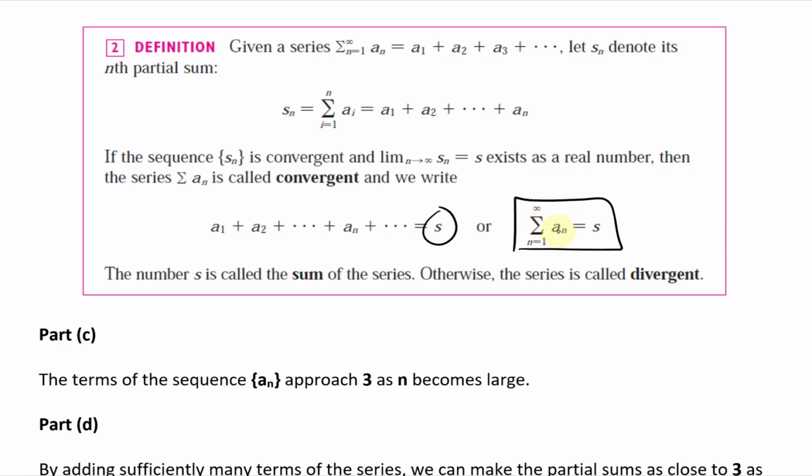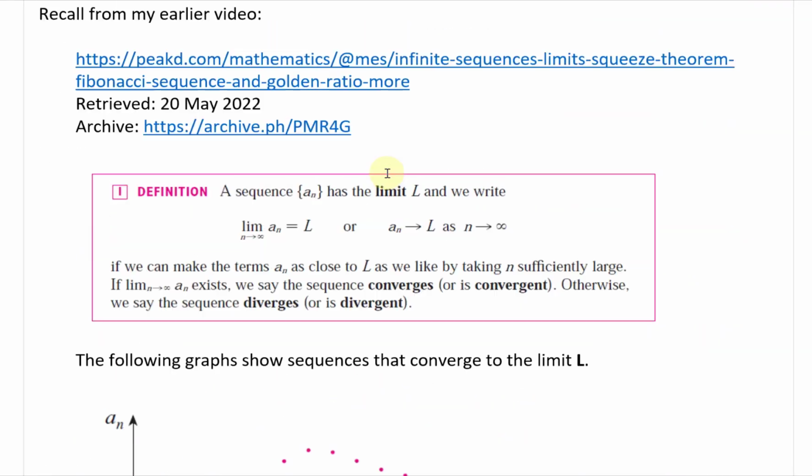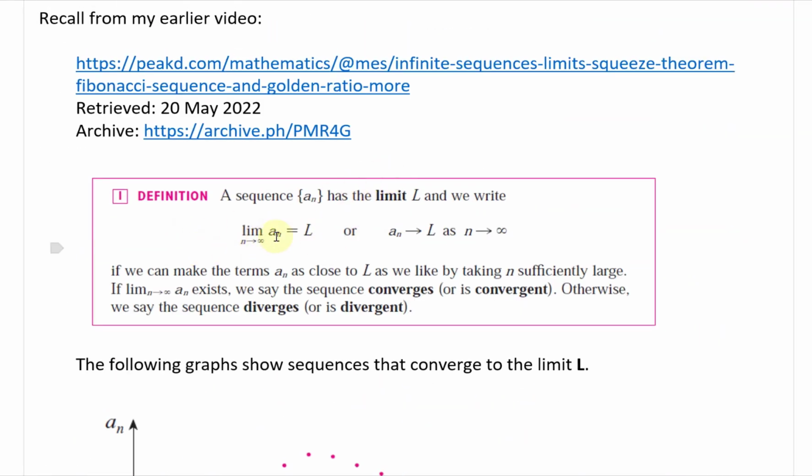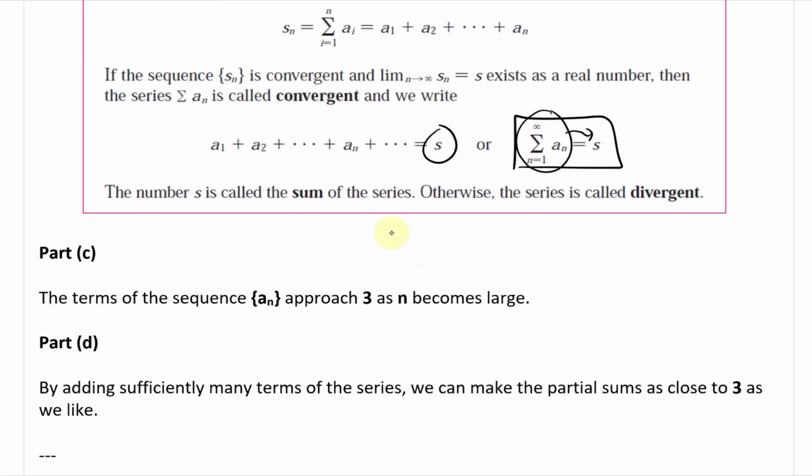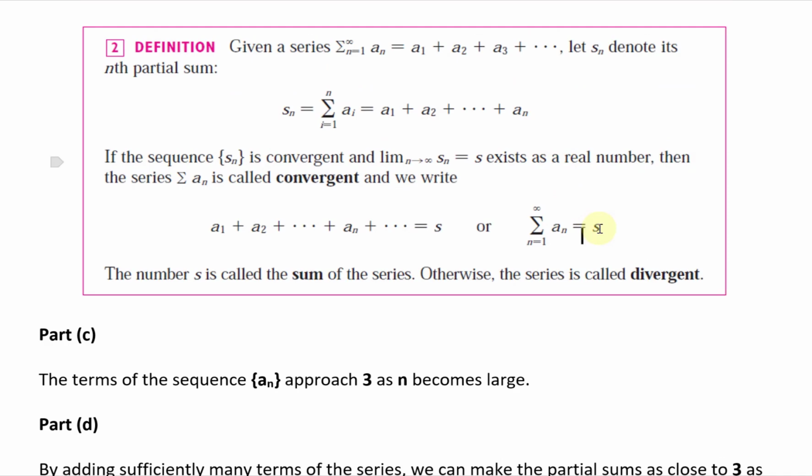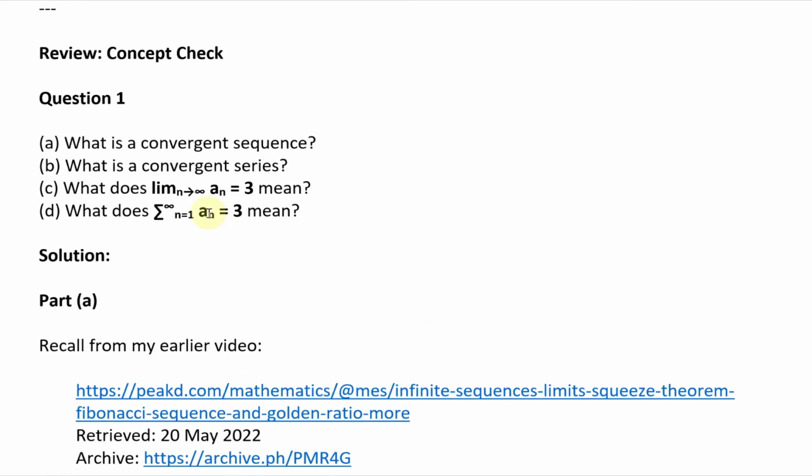So basically, this one is the limit of this sequence. This one is the limit of the summation of the sequence, so that's a series. So the number s is called the sum of the series. Otherwise, a series is called divergent if it doesn't approach a number. So yeah, that is a convergent series.